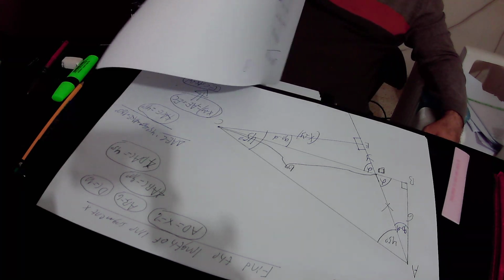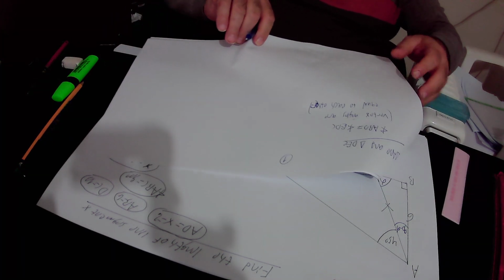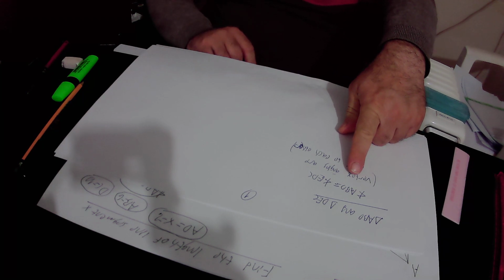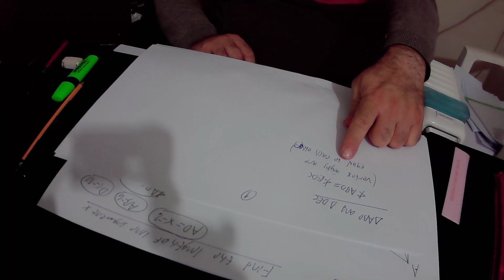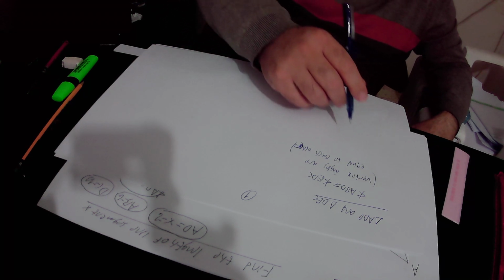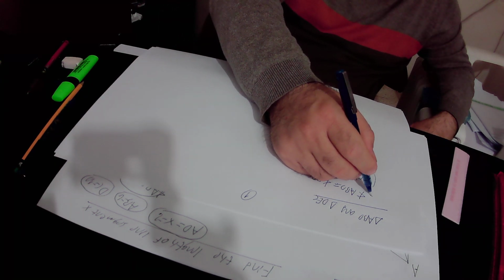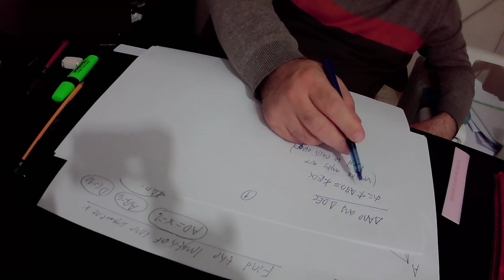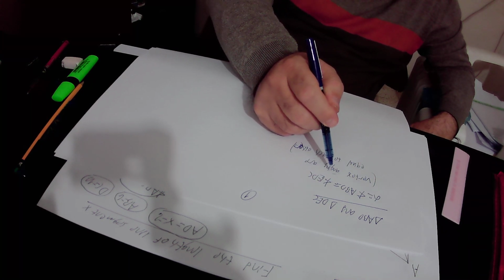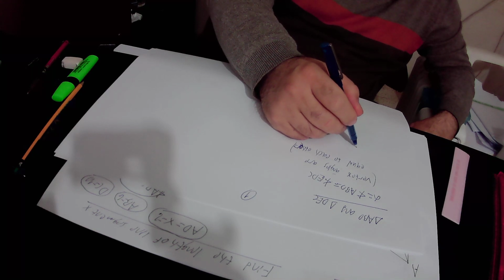I repeat again, angle ABD equals angle EDC according to the rule that vertical angles are equal to each other. And if angle ABD equals alpha, from this equation, alpha equals ABD equals EDC, we derive that angle ADC is also equal to alpha.